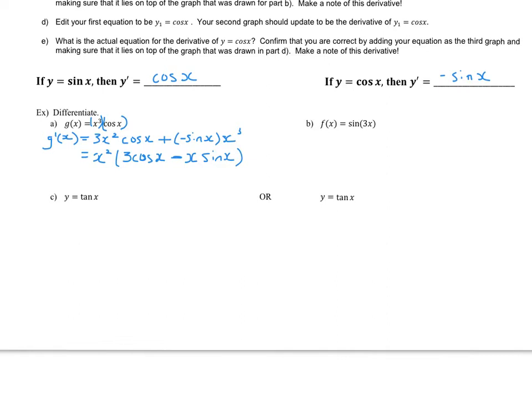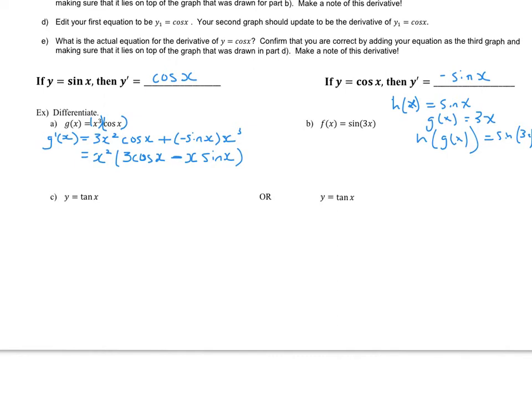For the second one, it's actually a composite function. It's actually a chain rule. So we could look at this as f at x equaling, let's make h at x equaling sine x, and we could have g at x equaling 3x. Okay, so if I wanted to find h of g at x, that's really sine of 3x. Okay, so it is a composite function.